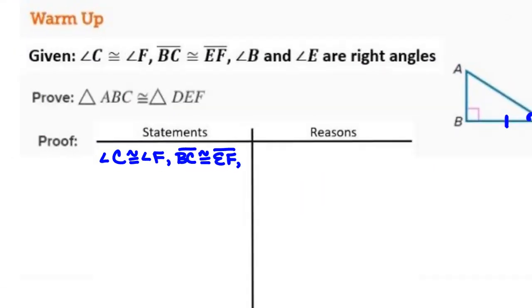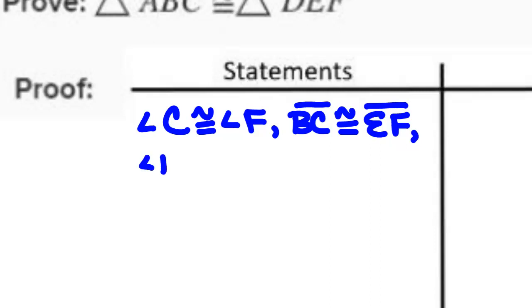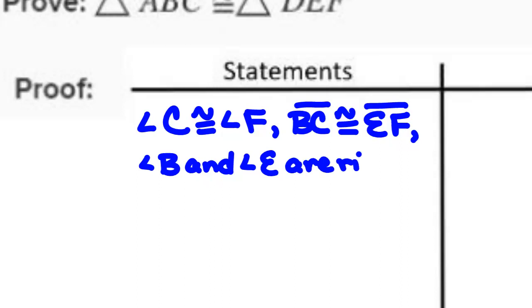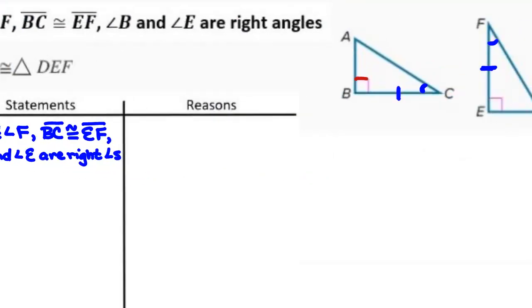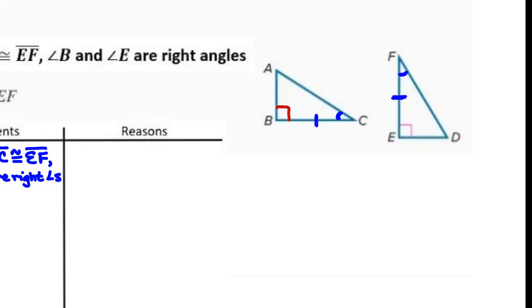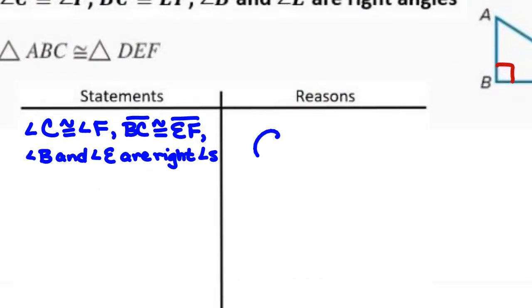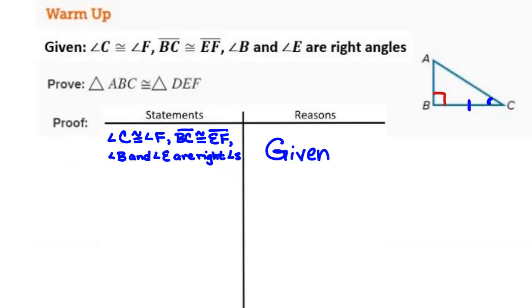And then they have this last piece here, angle B and angle E are right angles. So in the picture, that is right here and right here. I can state all of that because it was given at the beginning. So that is the end of my first step.